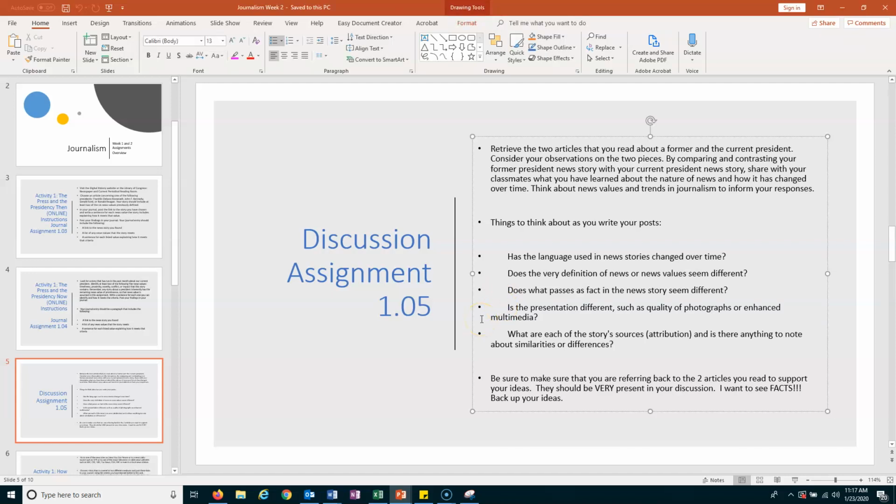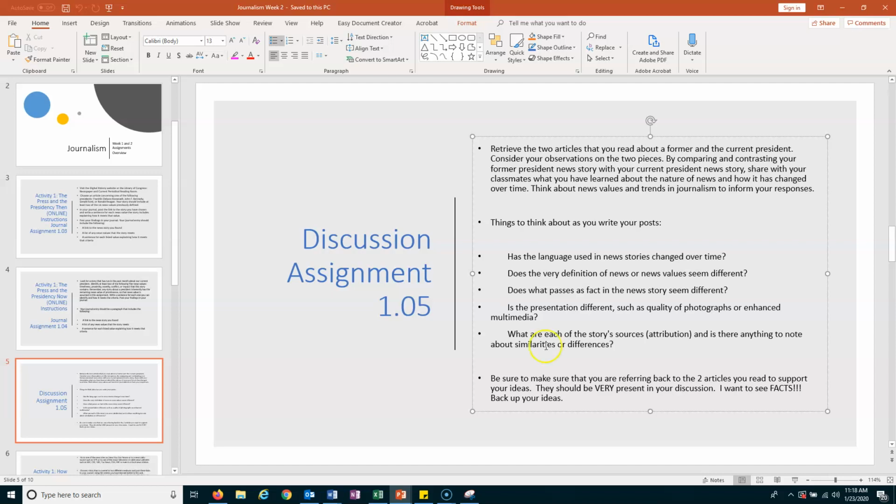Is the presentation different, such as the quality of the photographs or enhanced multimedia? Listen, that should be a definite yes, right? Because something that's happening today in 2020 should be significantly different. We have advanced technologically greatly over the past 10, 20, 30 years, so you should definitely see a change here. What are each of the story's sources or attribution, and is there anything to know about the similarities and differences?